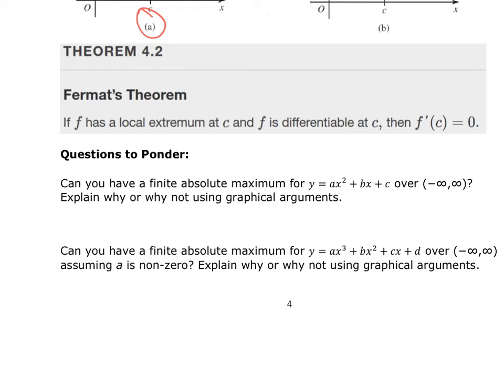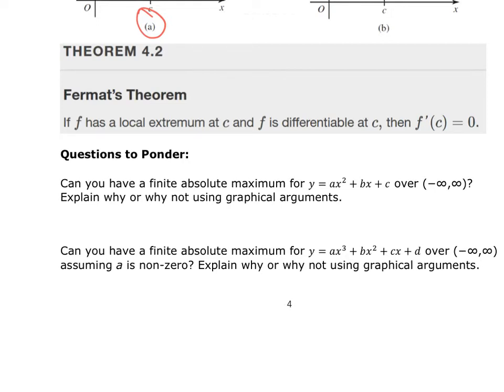What about a cubic? Am I guaranteed an absolute maxima for a cubic? Will I ever have an absolute maxima for a cubic? Yes or no? The answer is no. Daniel said no, and I agree with Daniel. He shook his head. The answer is no because of the end behavior.